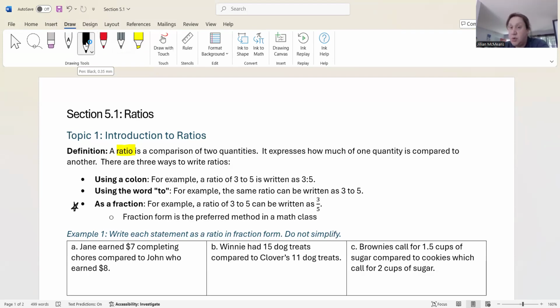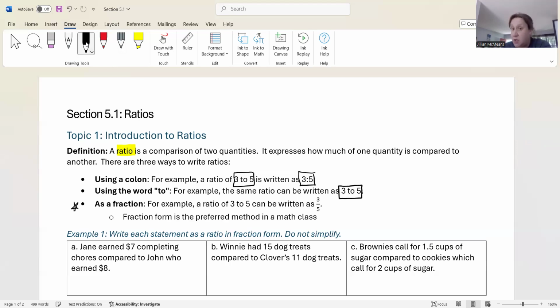If we were going to use a colon, we would write something like 3 to 5. We're comparing 3 of something to 5 of that same something. We would write it as 3 colon 5. If we were going to write that same ratio just using words, we would literally put the word "to" in between the two numbers that we're comparing. So we're comparing 3 to 5.